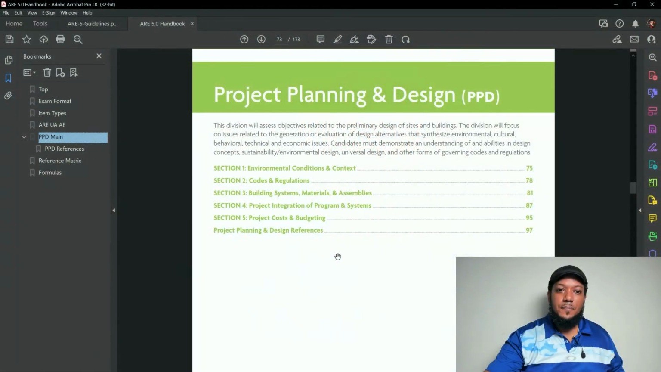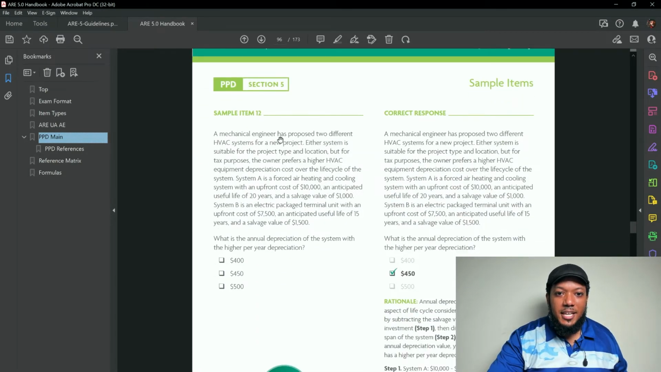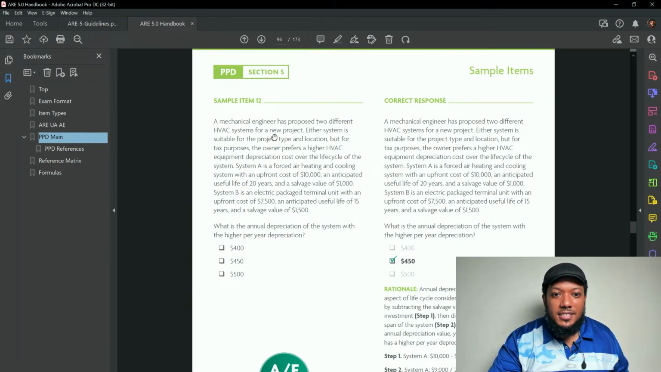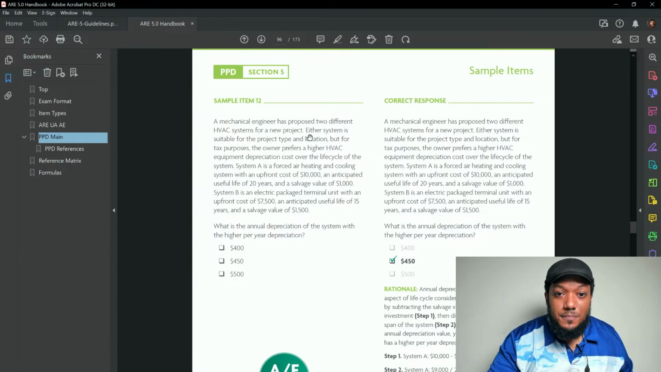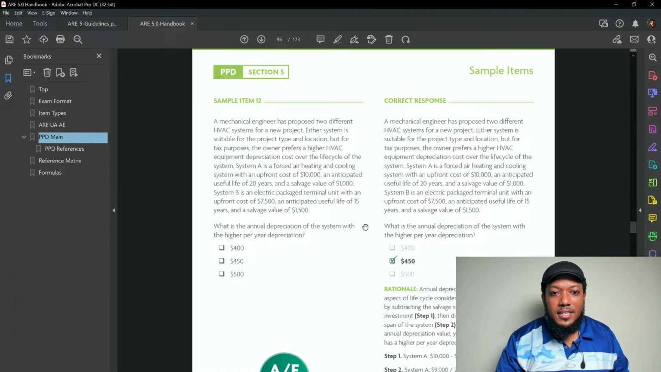So the idea is knowing the cost per square foot and doing some simple calculations. In the end, just simplify as you're understanding. I'm going to go through some of these questions and the ideas. I'll tell you the filter to look at for that particular question type. One of the first questions says a mechanical engineer has proposed 2 different HVAC systems for a new project. Essentially, boom, I know I'm going to be comparing. Either system is suitable for the project type and location, but for tax purposes, the owner prefers a higher HVAC equipment depreciation cost over the life cycle of the system.